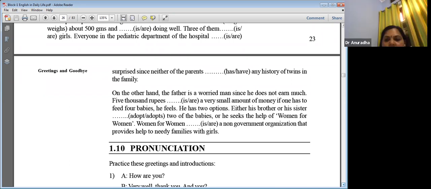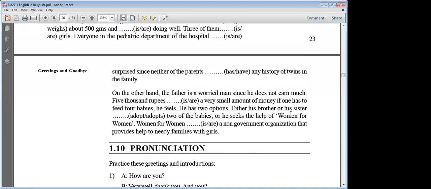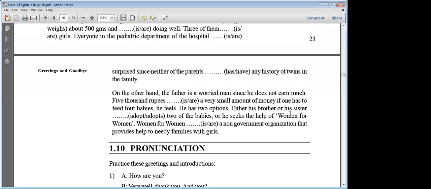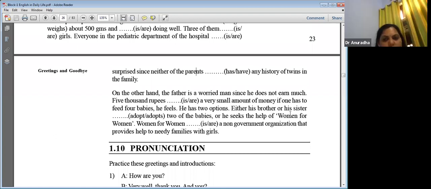ठीक है, money, if one has to feed four babies, he feels he has two options, either his brother or his sister adopts आएगा. ठीक है, adopts singular. आपको either और neither में दो चीजें देखनी है आपको. Either और neither जो है ना अपने साथ वाला जो word होता है वो उसको subject मानता है. तो यहाँ पे sister जो है वो singular है, तो यहाँ पे adopts आ जाएगा.